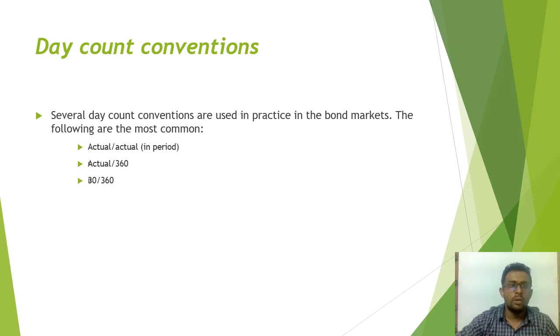This is day count conventions. There are several day count conventions; these three are used most commonly: actual by actual in period, actual by 360, and 30 by 360. In the US market they use 30 by 360 for treasury bills, so this is the most common method. Actual by actual is 365 and the actual number of days. Actual by 360 uses the actual number of days, maybe 31, 32. 30 by 360 assumes all the days in a month are 30. So this is for the calculation of accrued interest and nothing else. So these are the conventions that have been used.